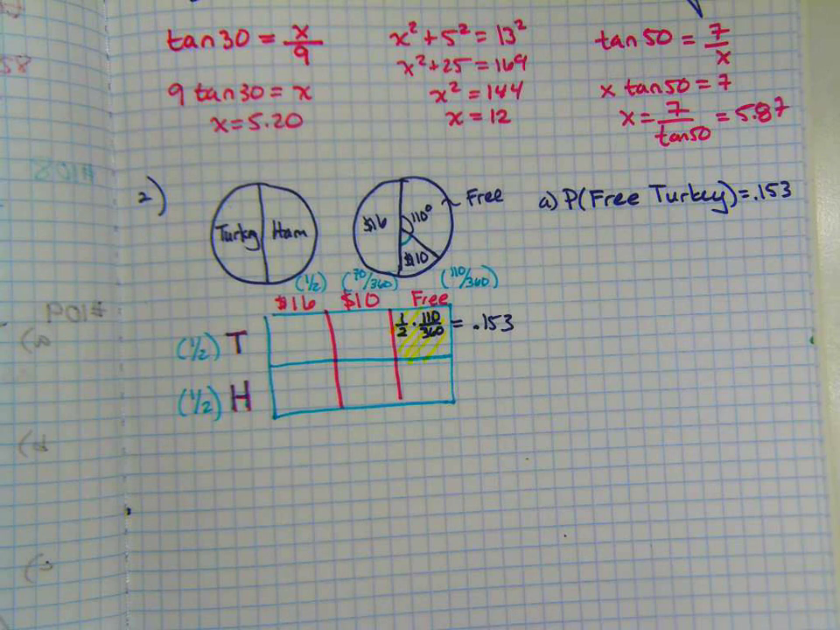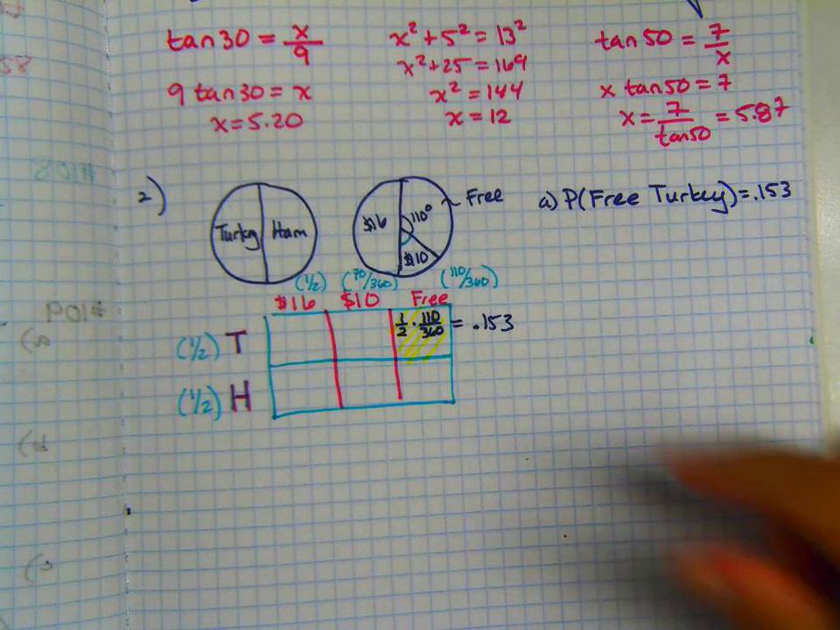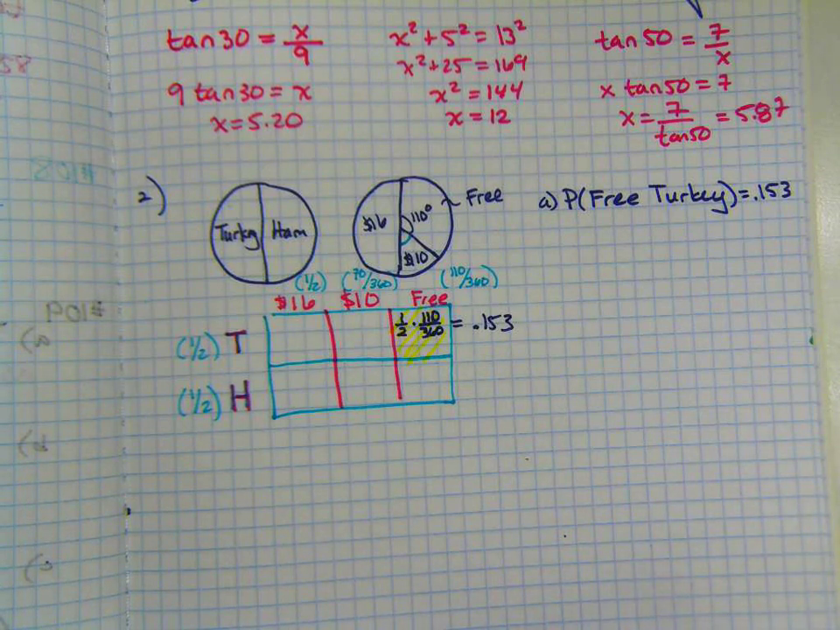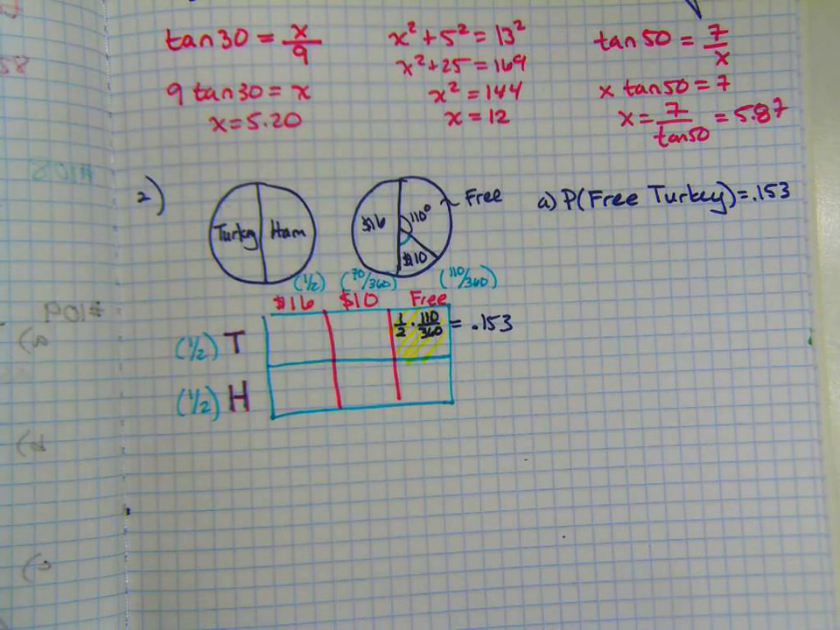So I have a 15% chance of getting a free turkey sandwich. Not that good, because then I don't want to have to pay $10 either. So now we have an idea of how to figure out that probability. All right, number 3, the third one.